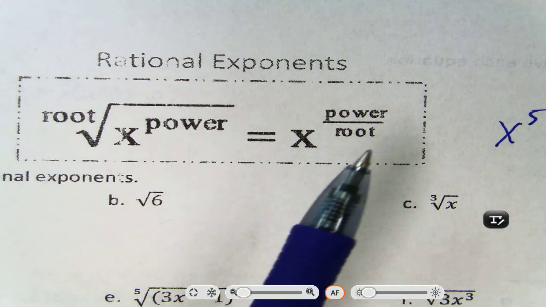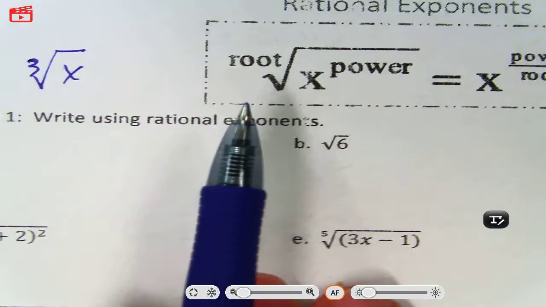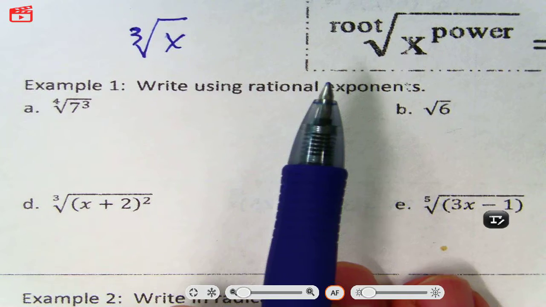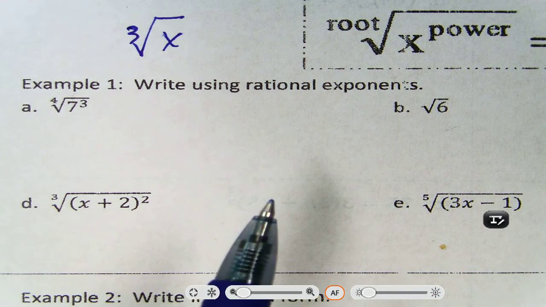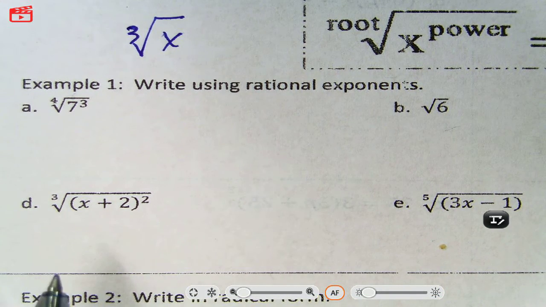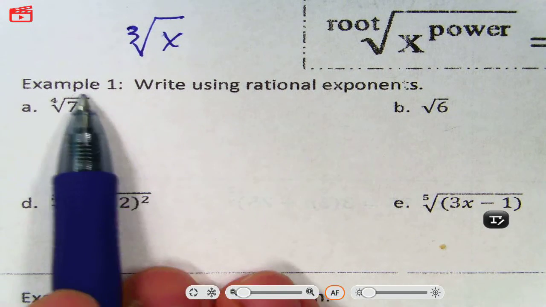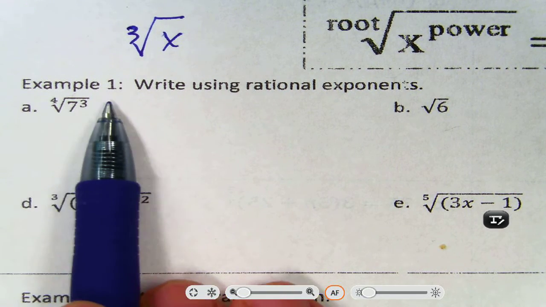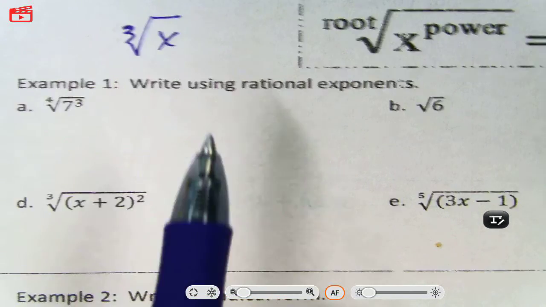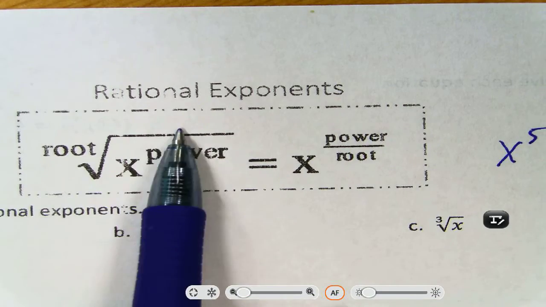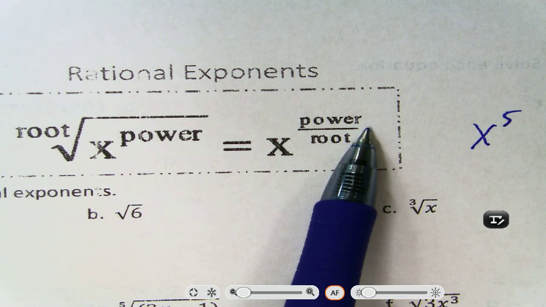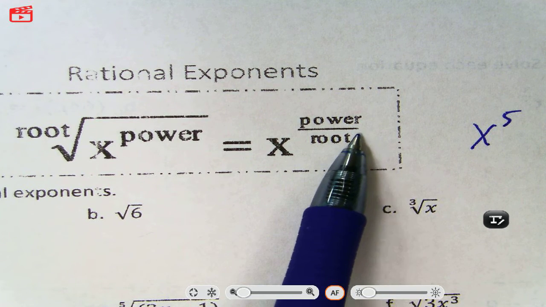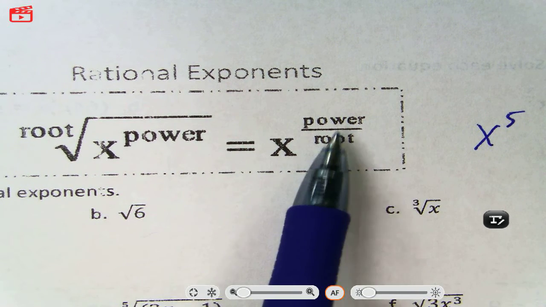Now the first set of examples are going to be just rewriting. There's no simplifying here, no calculations. We're just rewriting. So we're taking one form, the radical form, where you have the radical there, and writing it with rational exponents. So radical form, rational exponent form.